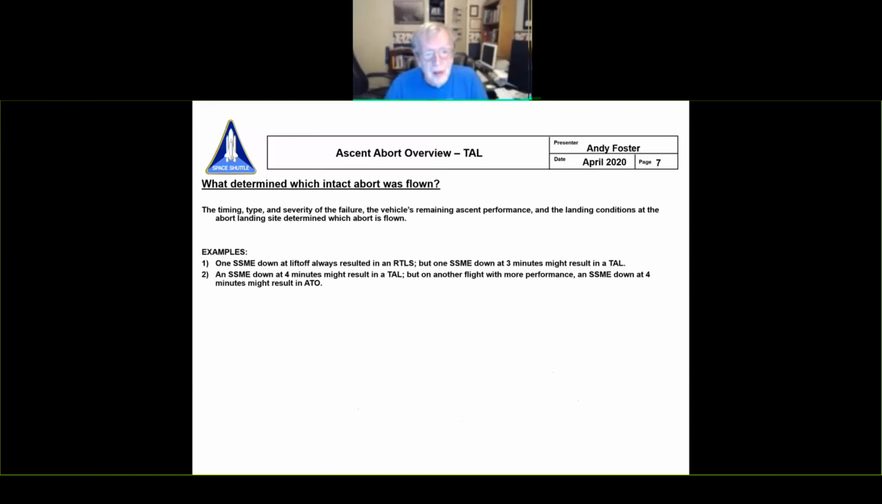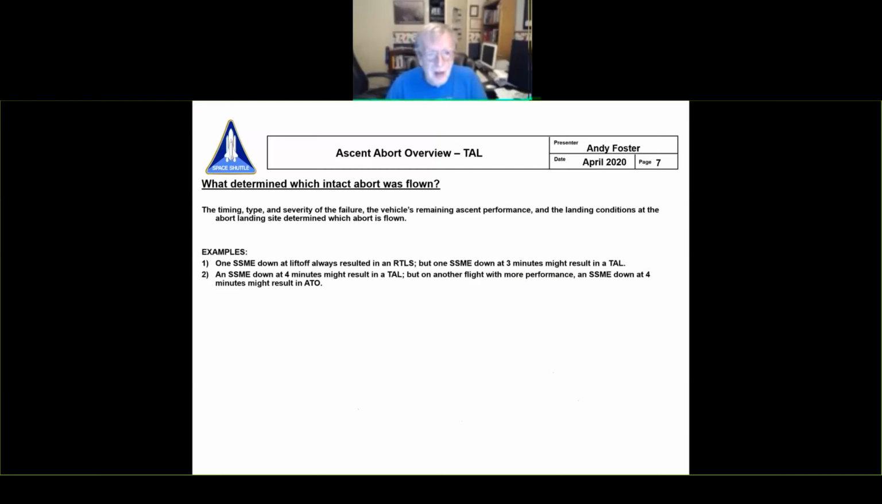On another flight, that 4-minute engine out would result in a TAL, but on a slightly different one, because it had more performance, that engine out at 4 minutes might take you all the way uphill. It varied from flight to flight because we were carrying different payloads, and that would drive how much performance you had available to you to do these aborts. And so the abort boundaries would often shift a little bit. The same failure on one flight might do one thing and on another something else. And of course, if you start talking about anything other than engine outs, it really is timing, type, and severity.